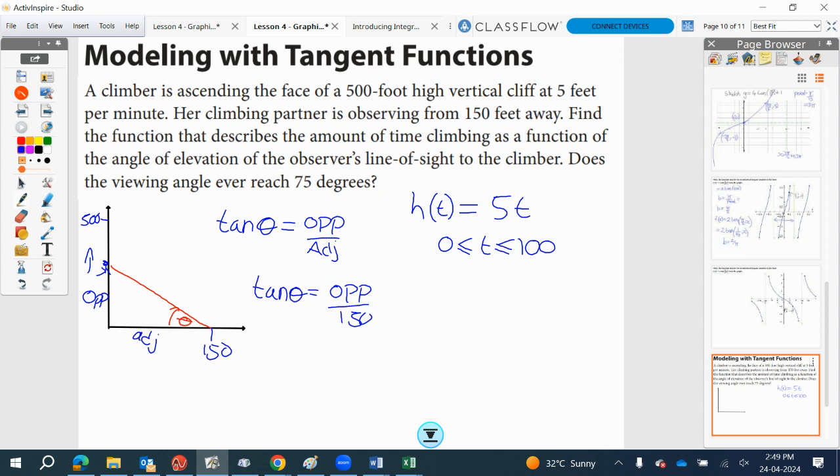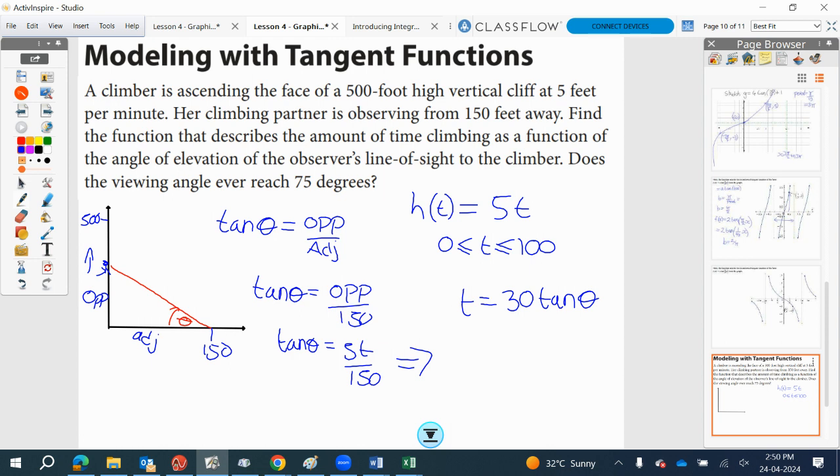Now the opposite is the height. That's the height, which is h of t. So tan theta is equal to 5t over 150. And then we need to rearrange this and make a function of t is equal to 30 tan theta. So there's our function. Find a function that describes the amount of time, so the amount of time of climbing as a function of the angle of elevation. We need to put in a domain for this function.